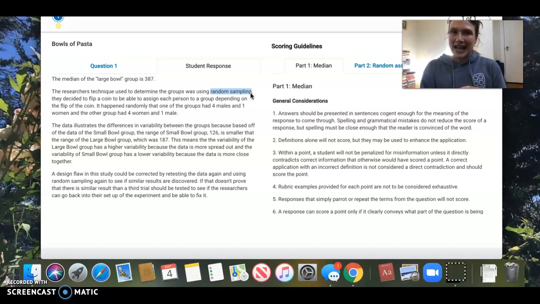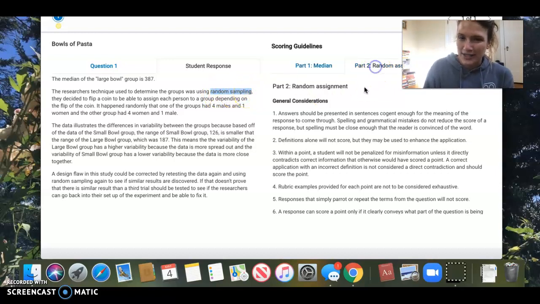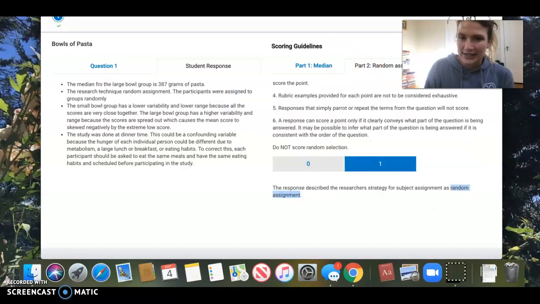And then random assignment is actually that process of assigning your research participants to groups. So being like, you're going to be a prisoner and you're going to be a guard, or you're going to be in the large bowl group, you're going to be in the small bowl group. I know this sounds very similar, but it's actually referring to a different process. That process that you want to use in your answer is random assignment. Again, just imagine flipping a coin to assign your participants to be members of different groups in your experiment.